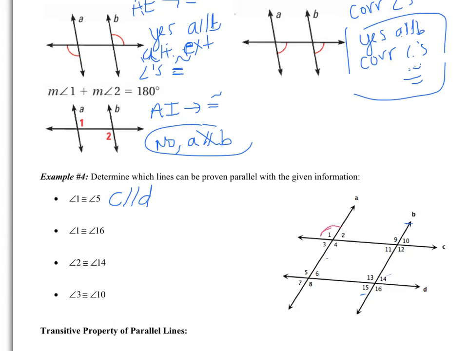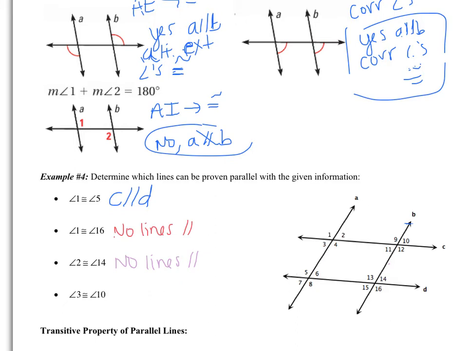1 is congruent to 16. Okay, so what line do they both touch? Well, angle 1 touches A and C. Angle 16 touches B and D. They don't touch the same line, so there's no transversal. So this means there are no lines that are parallel. If there's no transversal, we can't have parallel lines. Okay, 2 and 14. Again, they don't touch the same line. There's no transversal, so there's no lines that are parallel. There could be some that are parallel, but we can't prove any parallel.